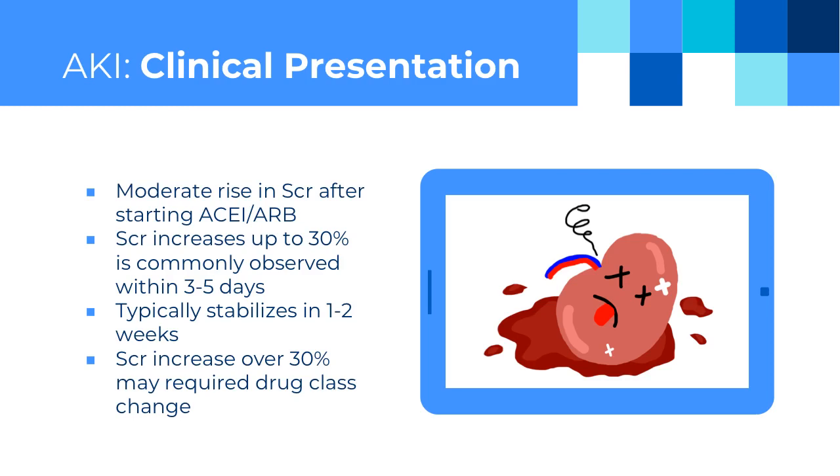It's not uncommon to see a temporary increase in serum creatinine after we begin ACE or ARB therapy. Serum creatinine can increase up to 30%, and it's pretty commonly seen within the first 3 to 5 days of starting an ACE or an ARB. But the homeostatic mechanism as it is usually stabilizes this in 1 to 2 weeks after the initiation of drug therapy. Anytime a patient's serum creatinine increases over 30% or remains increased over a longer period of time, that may require changing to a different class of drug to treat hypertension or fluid imbalance.